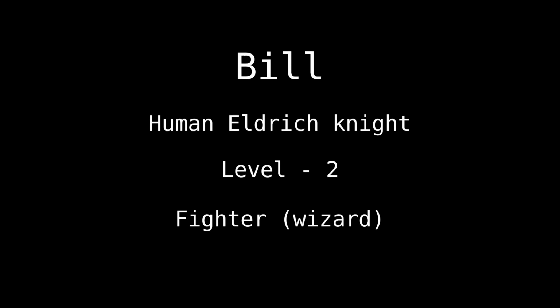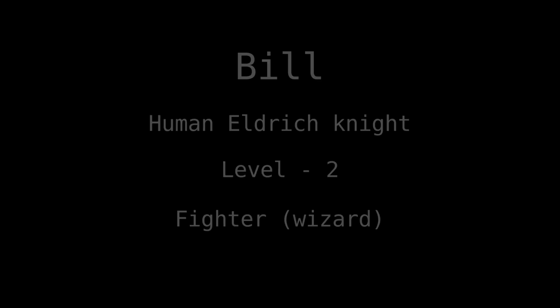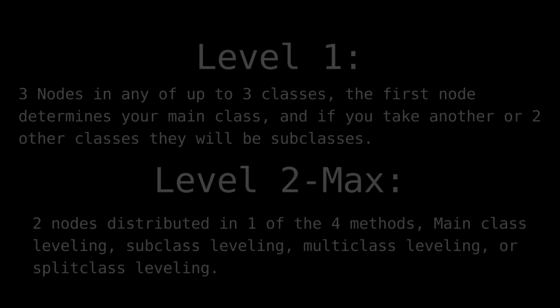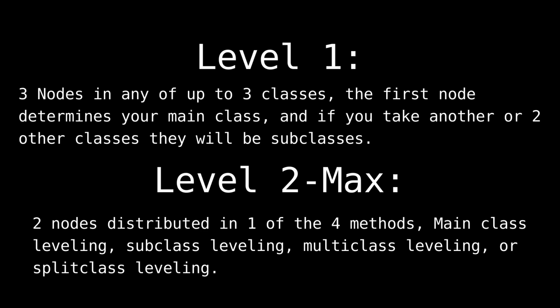So Bill will be leveling up to level 2, and in this situation, he's going to be leveling up in Wizard because Bill wants more spells in his spell book so that he can use that second level spell on a real second level spell instead of just upcasting first level spells. So for every level up after the first level, you gain 2 new nodes. You can do this in 4 different ways.